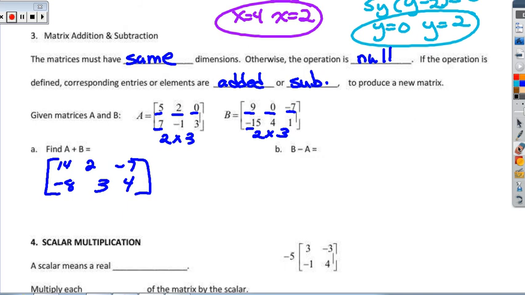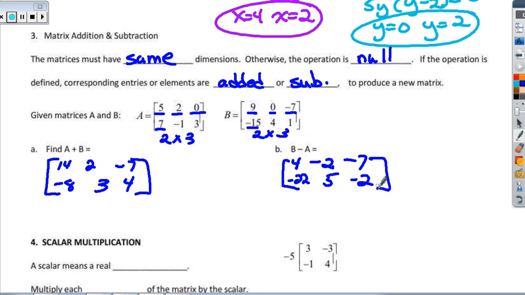Okay, so if I'm looking at this here, I want to subtract B from A. Make sure you're going in the correct direction. So we're going to take the element here and then subtract the corresponding element over here in matrix B. Again, the dimensions are the same, so the answer will also be a 2 by 3. So 9 minus 5 would get you 4. 0 minus 2 would get you negative 2. Negative 7 minus 0, negative 7. And then continuing on to the bottom row, we would get negative 22, 5, and negative 2.